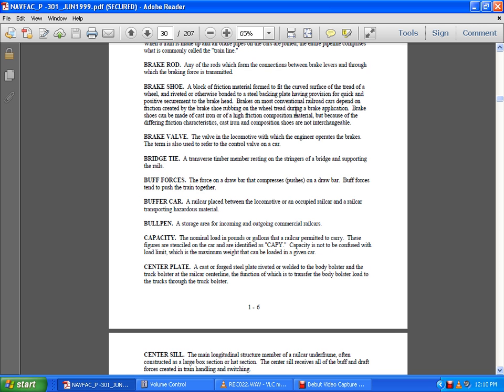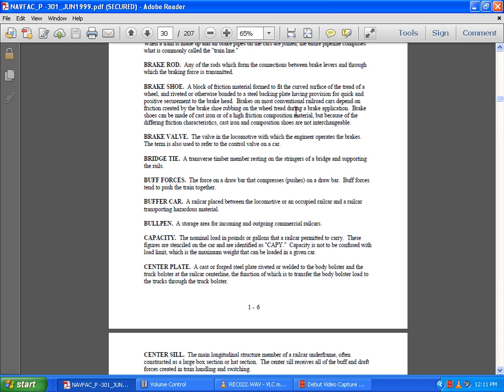A buffer car, a railroad car that is placed between a locomotive and an occupied railway car, or a railway car transporting hazardous material. A standard area of incoming and outgoing commercial cars is a bullpen. The capacity, the normal load in pounds or gallons that railway cars can carry. These figures are stenciled on the car and identified as CAPY. The capacity is not to be confused with the load limit, the maximum weight of the load in the given car.